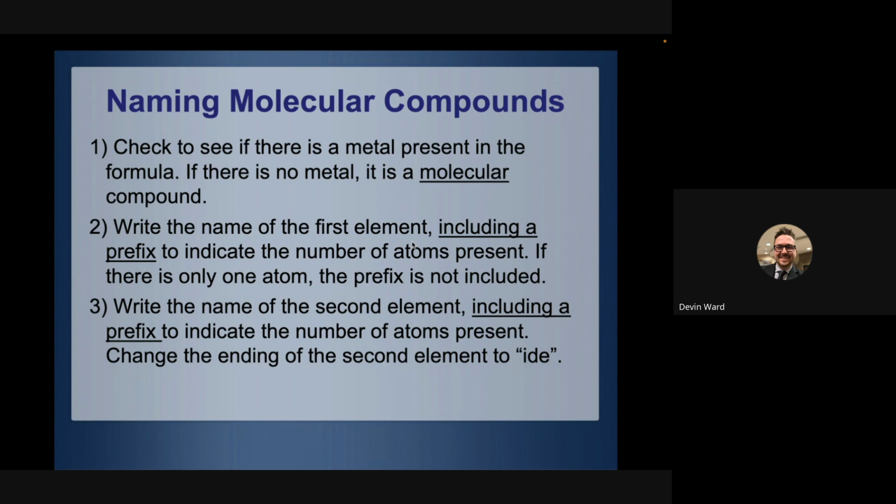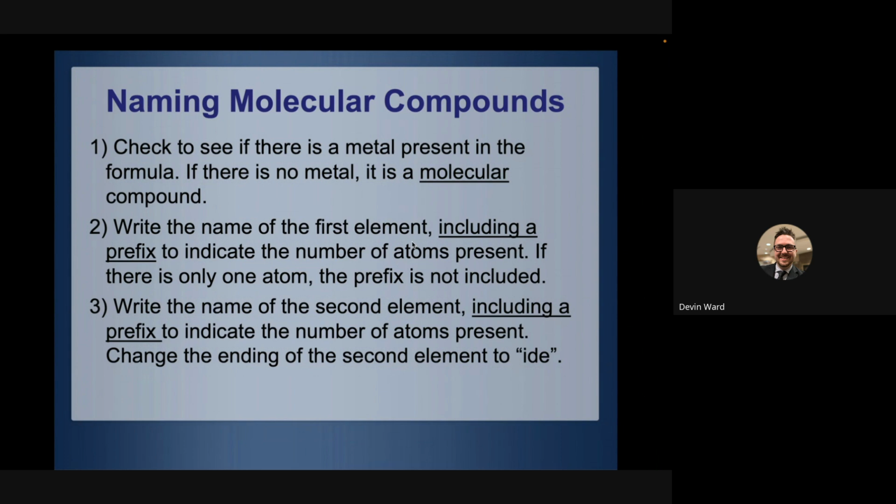So if there's no metal, we are molecular. We write the name of the first element, including a prefix. Whichever element comes first in the chemical formula, you write that one first. If there's only one atom, then you don't include the prefix. So if it's mono for the first atom, don't put the prefix, because again, like when we're doing chemical formulas, if there's just one of the atom, then it's assumed to be a one. If it's a second atom, then you do need to add the mono.